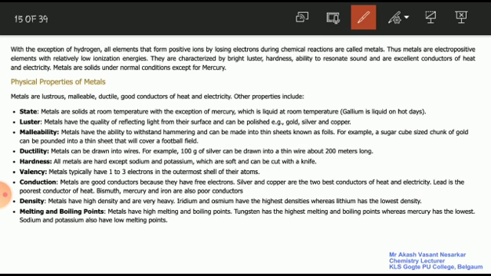They are characterized by bright luster, hardness, ability to resonate a sound, and excellent conductors of heat and electricity. As we know that metals are excellent conductors of heat and also electricity. Metals are solid under normal condition except for mercury. So mercury is a metal but it is not a solid.